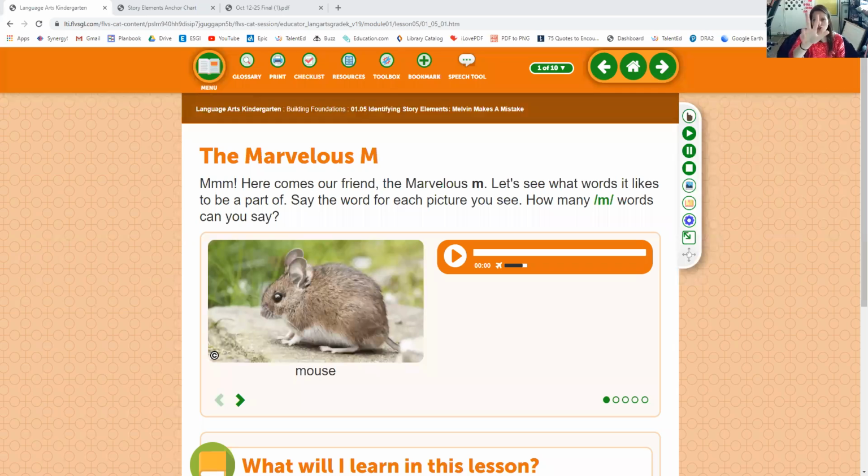We have three chunks in today's lesson. First chunk is sight words and phonics, the letter M. We'll take a break then. Second chunk is story elements using Melvin Makes a Mistake. Story elements are like parts of a story. And then you can take a break. And then the third part is writer's workshop, and we're going to do some writing. So we're going to keep going with our lesson, the marvelous letter M.